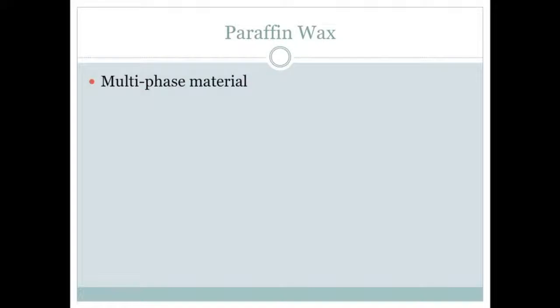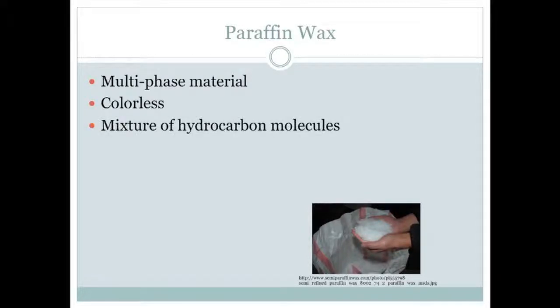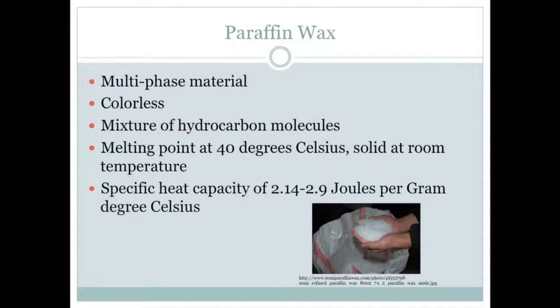Paraffin wax is a multi-phase material that is commonly used throughout the process of histology. According to the Encyclopedia of Chemical Processing and Design, it is typically colorless, although sometimes white, and consists of a mixture of hydrocarbon molecules. Although solid at room temperature, the material has a melting point at around 40 degrees Celsius and is a great electrical insulator. Along with its high resistivity, paraffin wax is good at storing heat with a specific heat capacity of 2.14 to 2.9 joules per gram degree Celsius. Its ability to change from a liquid phase to a solid phase relatively easily is what makes it so useful.